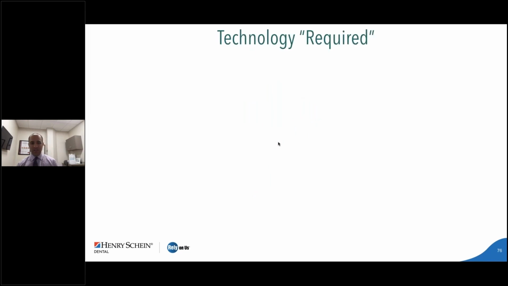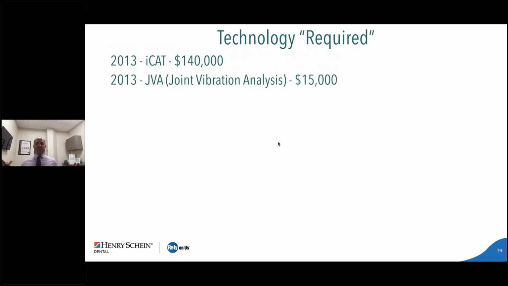So now into the technology part of it. So in 2013, we bought an iCat. And now these numbers are just rough numbers. I could look at my invoices, but I don't remember exactly. So I kind of just went rough numbers. So don't quote me on any of these and get me in trouble.